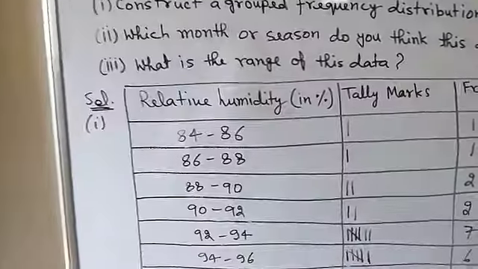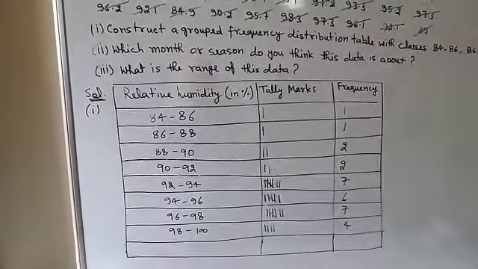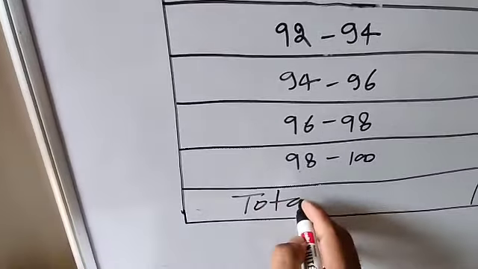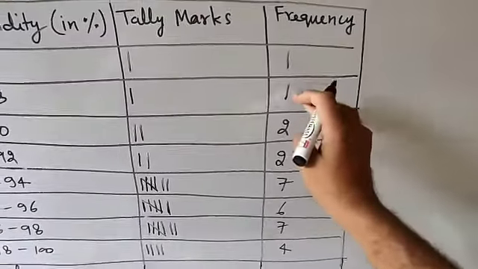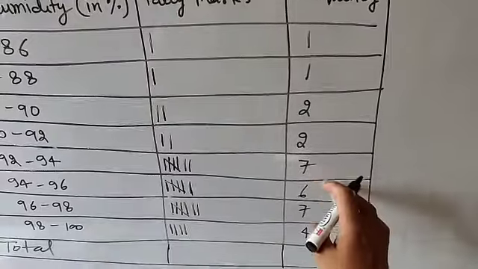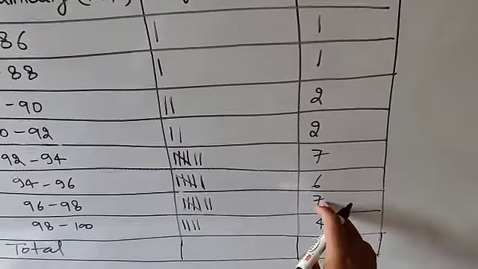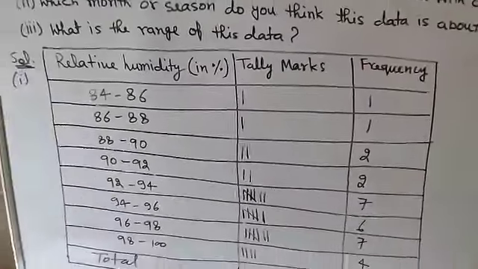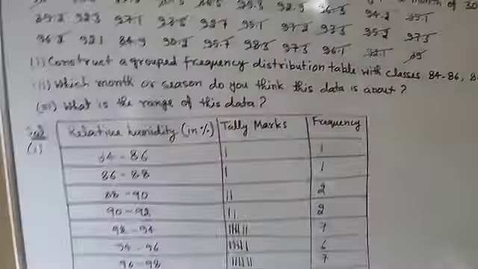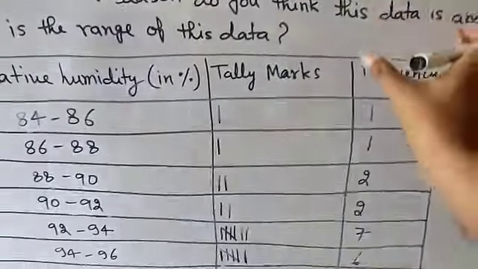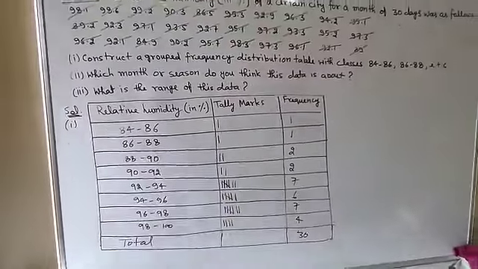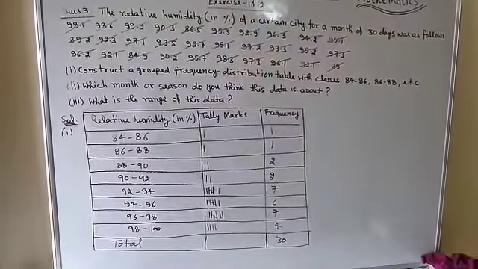Once again, to confirm that your representation is correct or not, find the total. So here it is total, and add this: 1, 1, 2, 2, 4, 2, 6, 7, 13, 6, 19, 7, 26, 4, 30. It means the total sum of the frequency is 30, and it is the data for the 30 days. It means a total of 30 values are given there, and all the 30 values are represented here. So it is the solution of the first part.